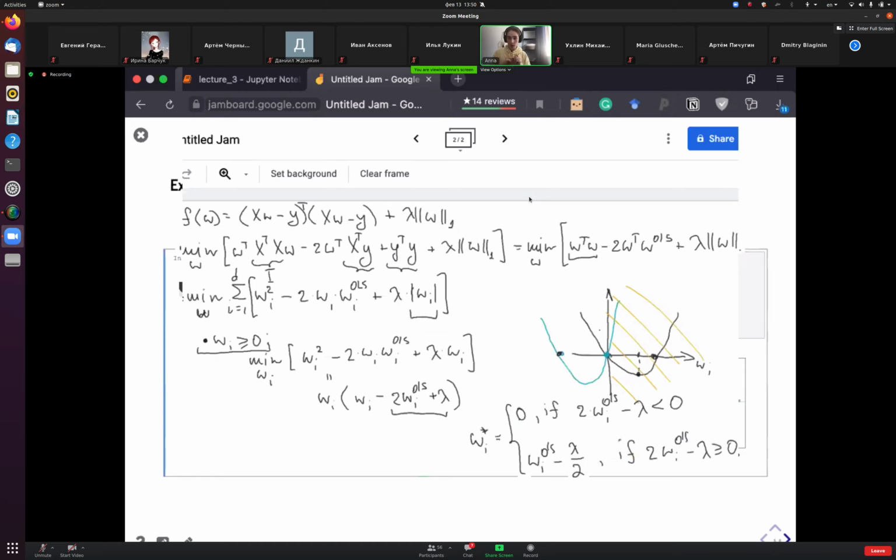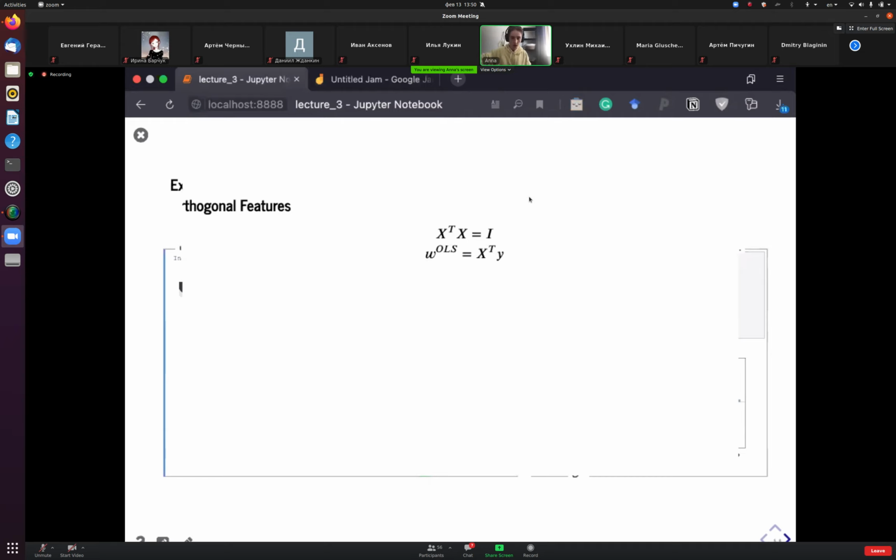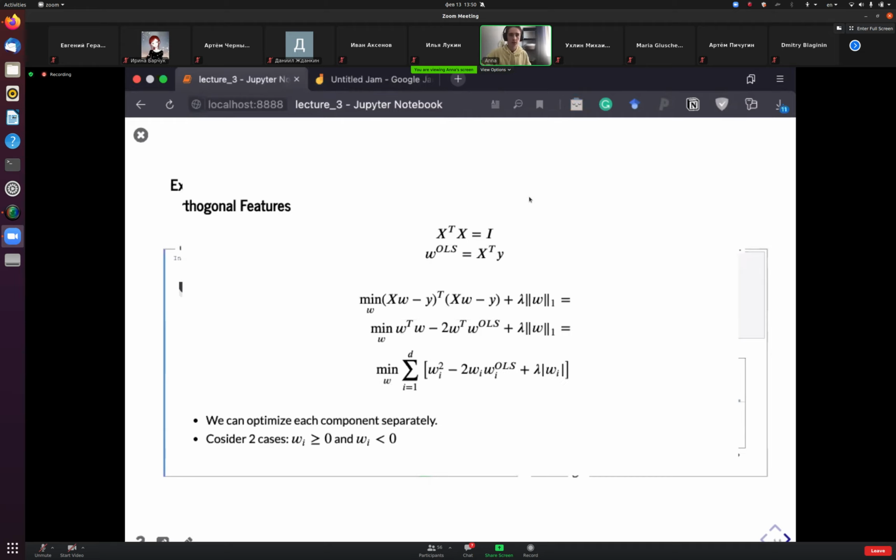Okay, so that was the first case. Now we need to consider the second one, when wi is smaller than 0. And here we'll get exactly the same two steps. We'll have a quadratic function. You will need to consider whether the second root is on the right or on the left, and depending on that, you will have the values of w. So let's see the result that we get.